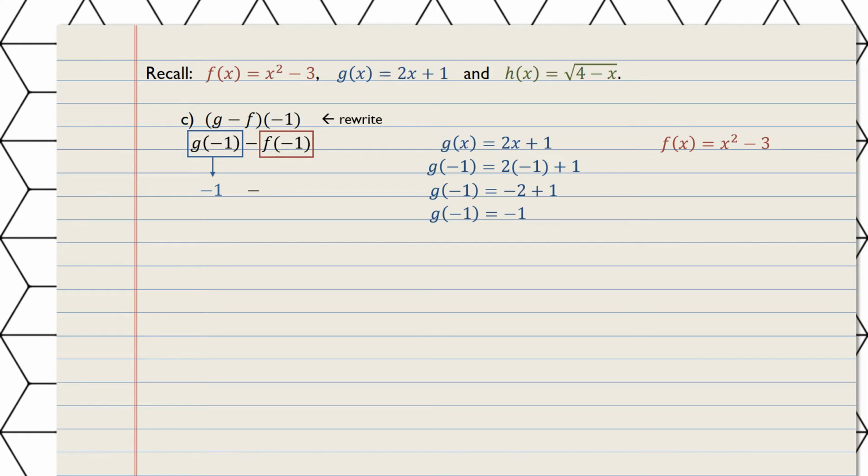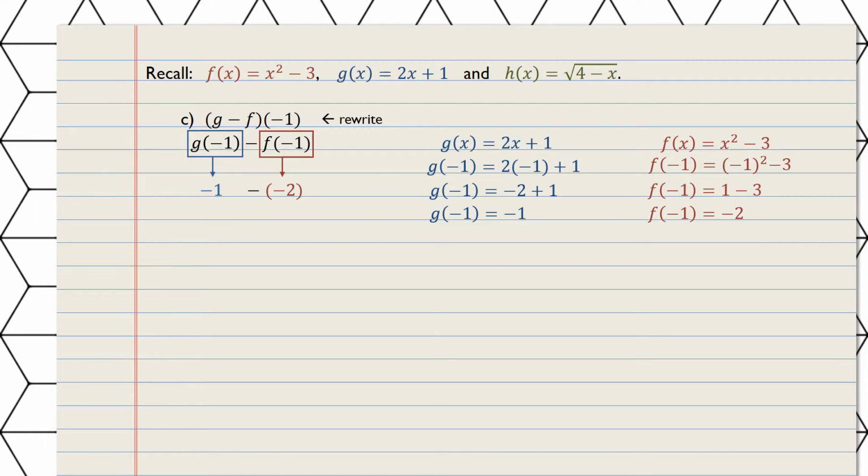Remember, f of x is actually equal to x squared minus 3. Now, every time you see x, we need to plug in the value of negative 1. And we follow GEMS. Notice no grouping, but we do have exponents. Negative 1 squared means negative 1 times negative 1, which gives you a positive 1. And now we see subtraction. 1 minus 3 is negative 2. So we replace the value f of negative 1 with a negative 2.